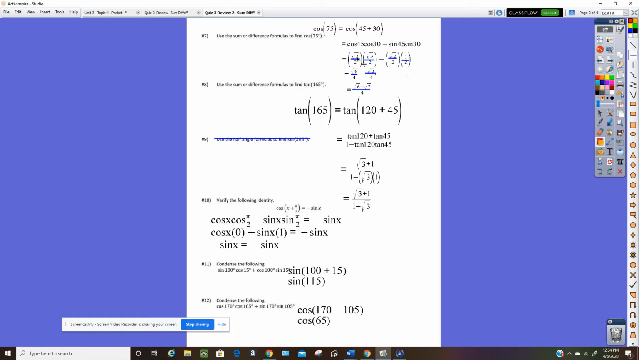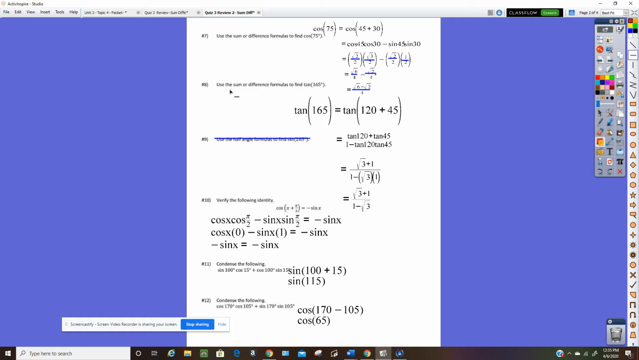Multiplying these two together, you get square root of 6 over 4, and then multiplying these two together, you get square root of 2 over 4. So square root of 6 over 4 minus square root of 2 over 4 is the square root of 6 minus the square root of 2 over 4.